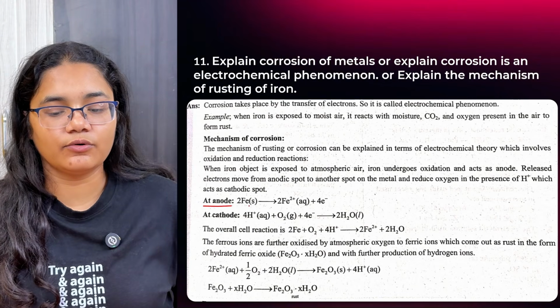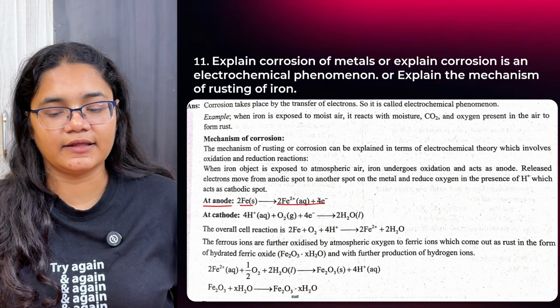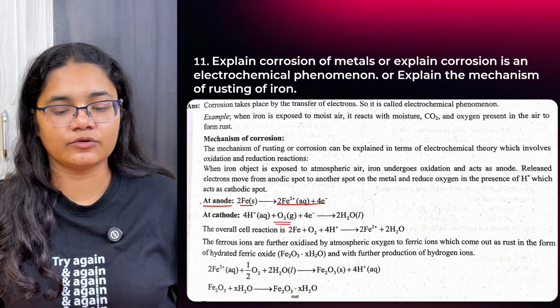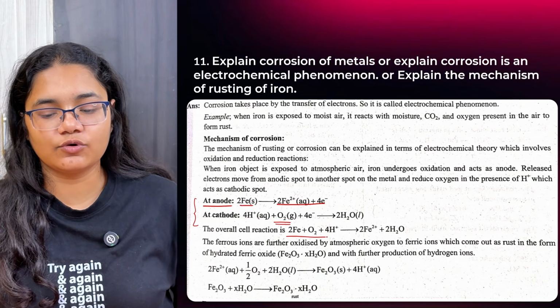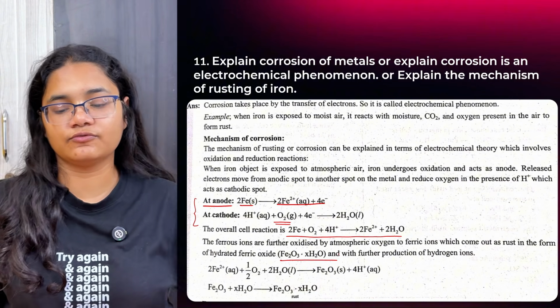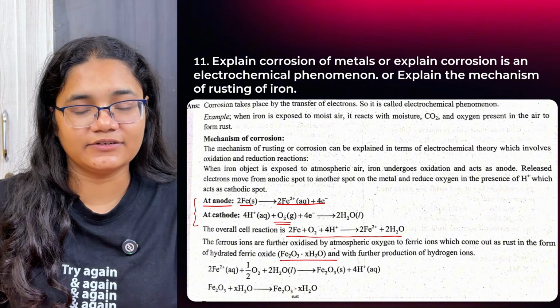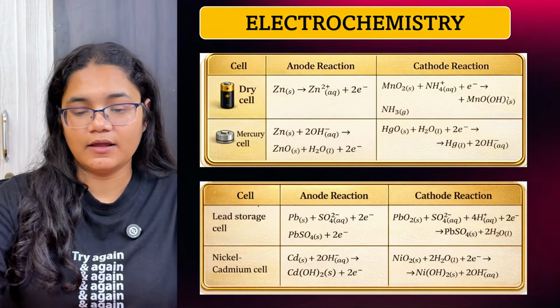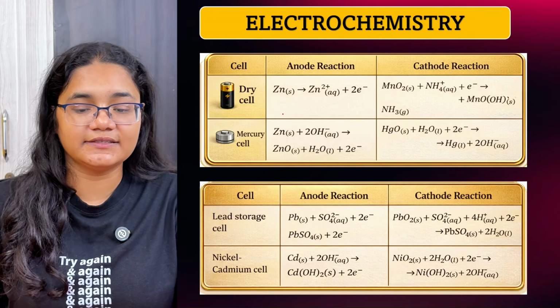Next, we have what is corrosion, and explain corrosion as an electrochemical phenomenon. So here at the anode, Fe undergoes oxidation, and the electrons released here are used to reduce oxygen. So this is how the reaction takes place, and this is the overall reaction of rusting. And this Fe2+ further gets oxidized to form hydrated oxides of iron, which is called rust. Next, we have electrochemical cells and their reactions.